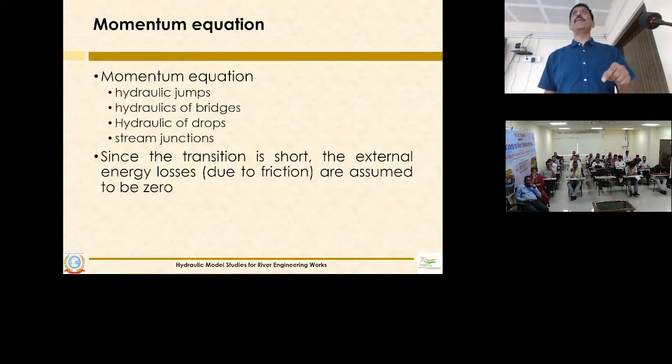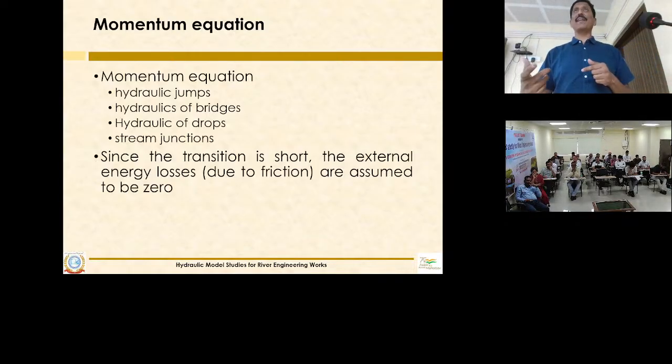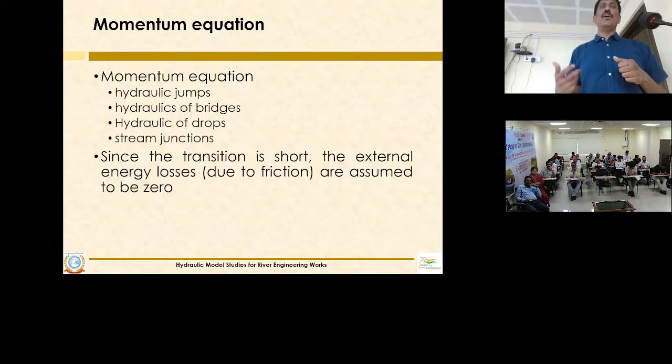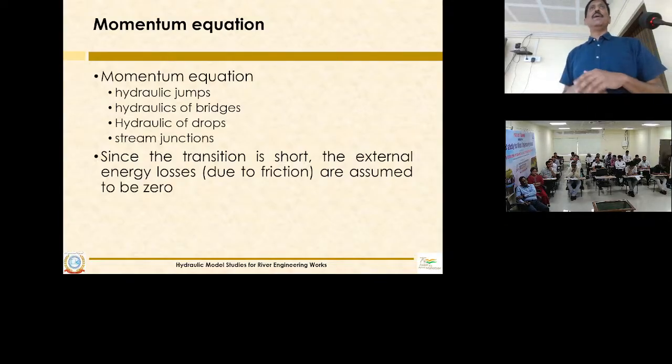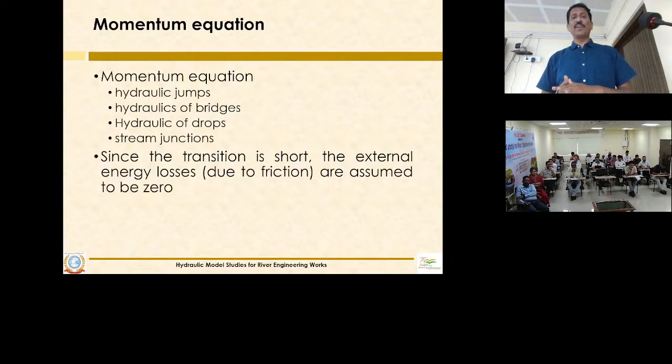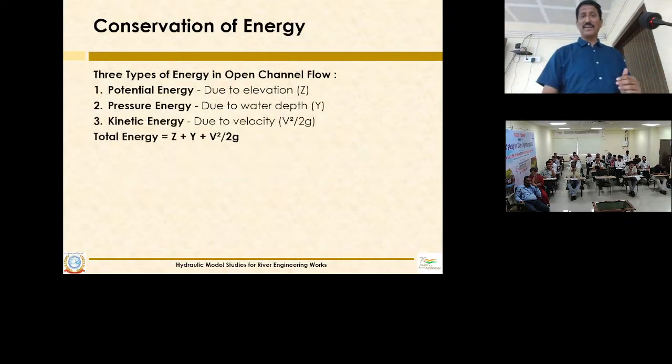We use the momentum equation in numerical models when modeling hydraulic jumps, hydraulics of bridges, drop structures, and control drops. In reverse we use it to change the gradient. Stream junctions: in HEC-RAS you will be learning bridges and stream junctions. Other things like hydraulic jumps and drops are not possible in HEC-RAS. Since the transition is strong, external energy loss due to friction is assumed to be zero. We consider energy loss as zero because it is happening over a very short distance. For a long distance, say in kilometers, energy loss becomes predominant.